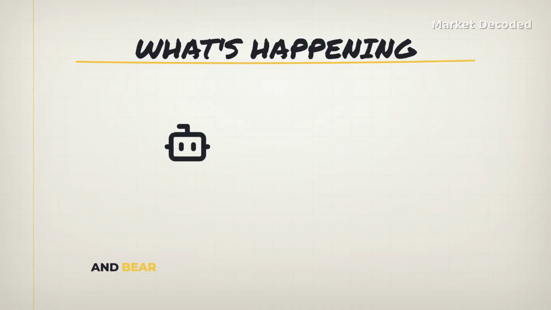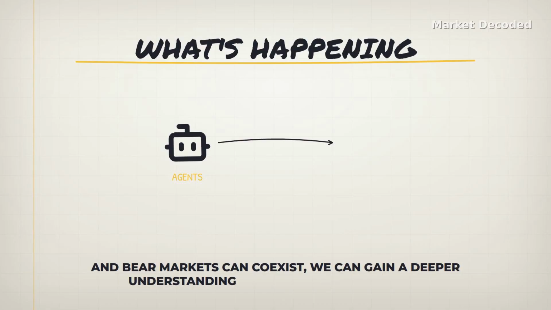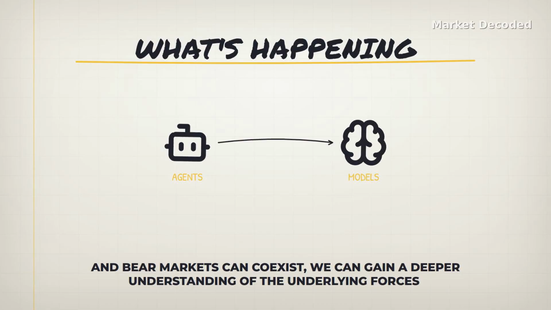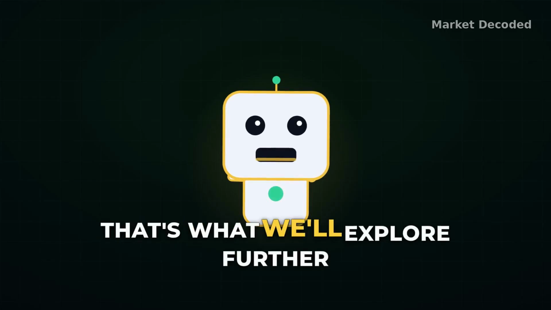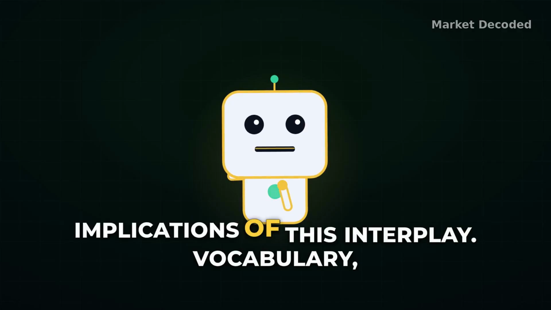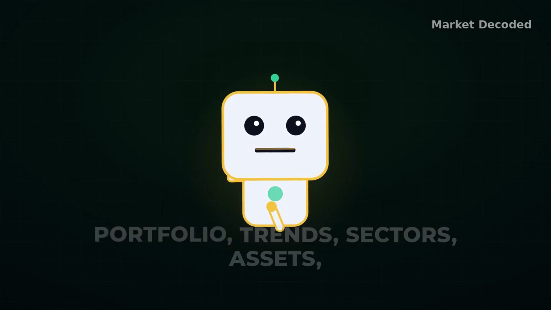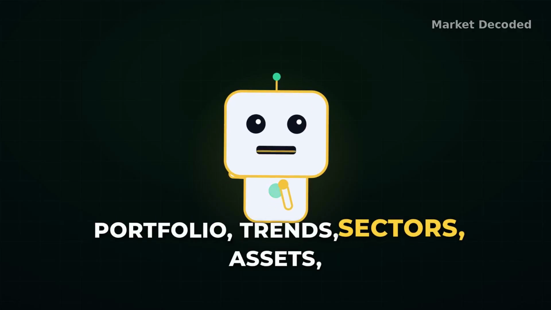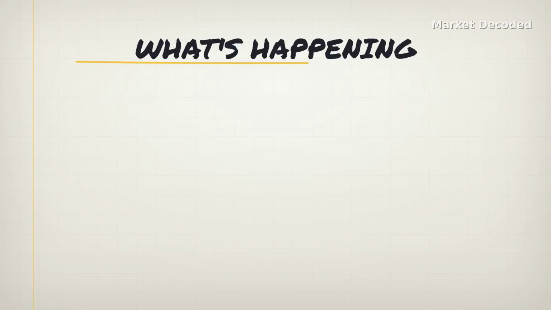By recognizing that bull and bear markets can coexist, we can gain a deeper understanding of the underlying forces driving the economy and make more informed decisions. And that's what we'll explore further in our final scene, where we'll dive into the practical implications of this interplay. Vocabulary: portfolio, trends, sectors, assets, economy.